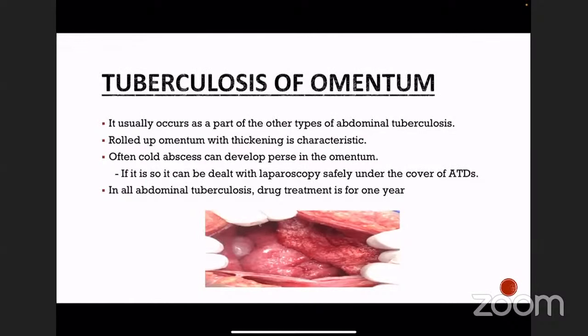Here you can see, this is the policeman of our abdomen. This policeman has gone to one side now, as it has got fibrosed. It has become ill. So the ill policeman is resting at one place now, right? As always, it has got thickened. It occurs usually as a part of other types of tuberculosis. If the peritoneum is involved, it will involve this omentum. If the bowel is involved, it will involve the omentum. So it is a part of other types of abdominal tuberculosis.